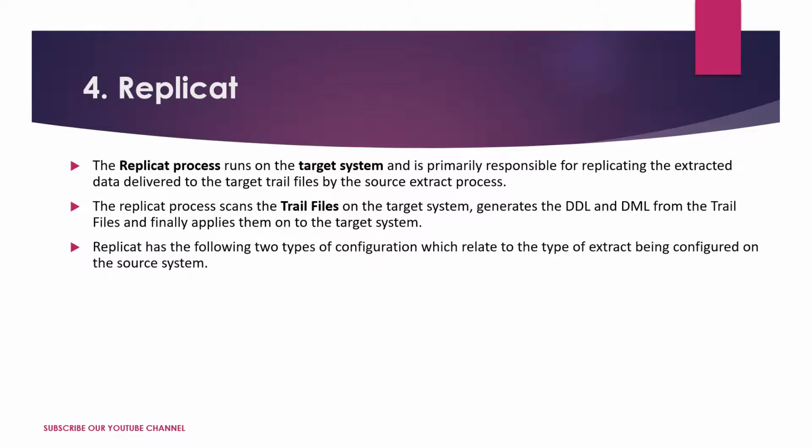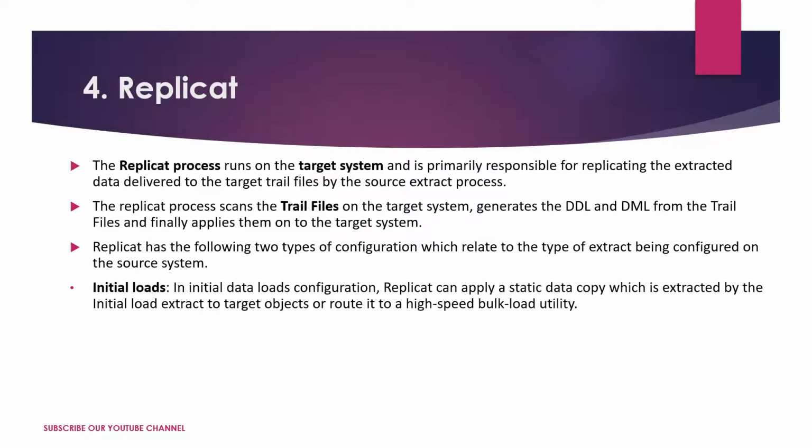Replicat has the following two types of configuration, related to the type of extract configured on the source system. If you are performing the initial load, then in the initial load configuration the replicat can apply the static data copy extracted from the source side to the target objects, or route it to a high-speed bulk load utility.